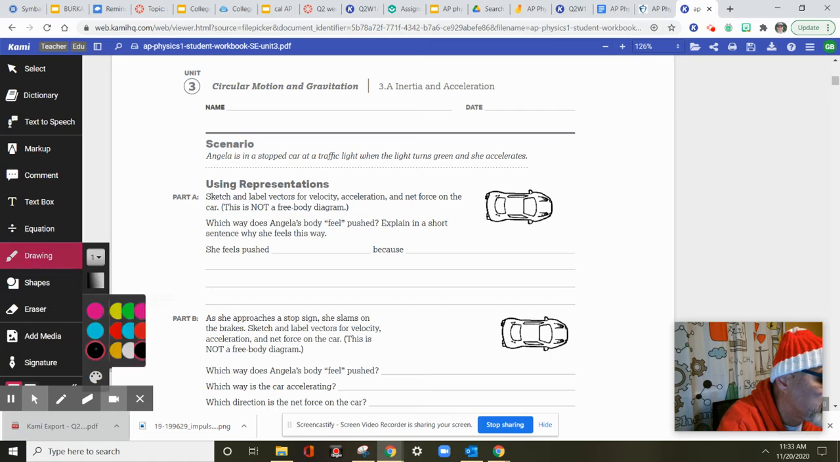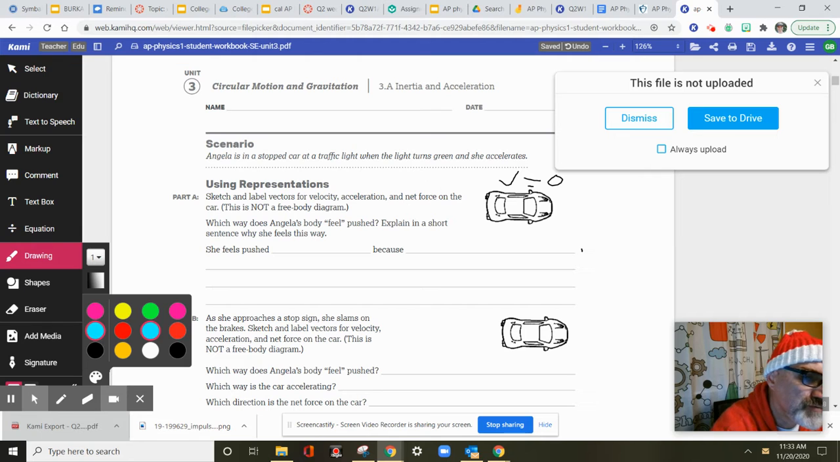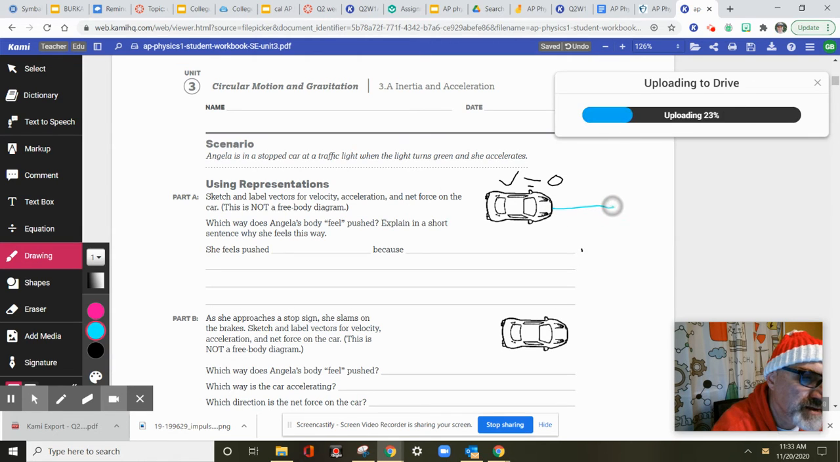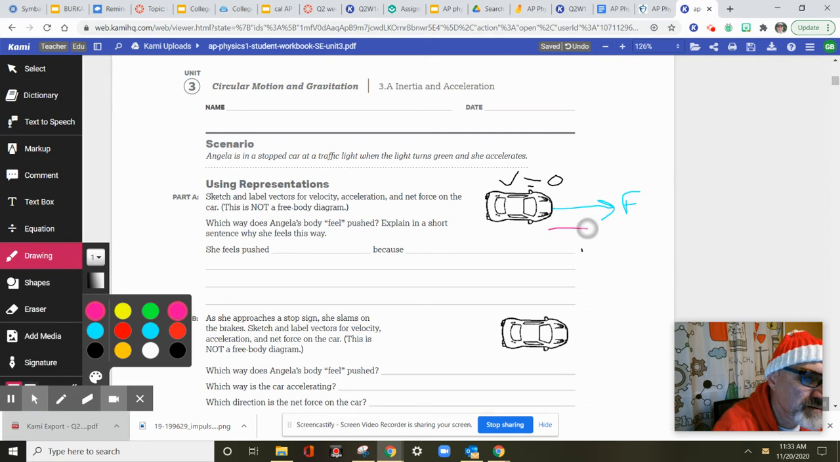All right, so using the drawing tool here, she's stopped at the stoplight and she accelerates. Force is going this way, and the acceleration is going that way. So how does Angela's body feel pushed? She hits the gas and it feels like she's being pushed back, right? Why does she feel pushed back?